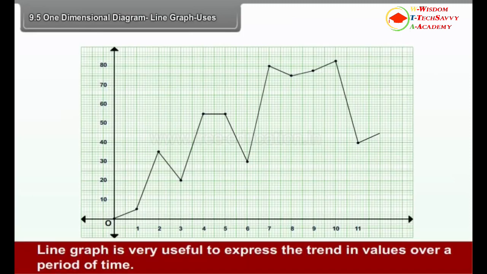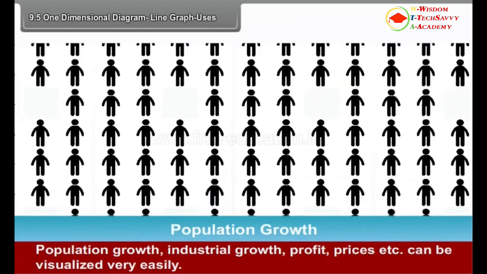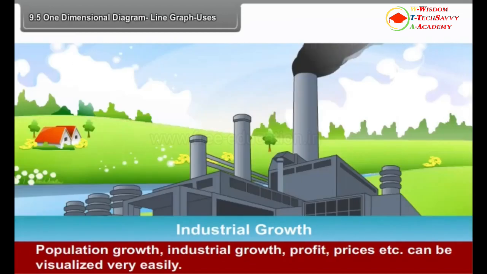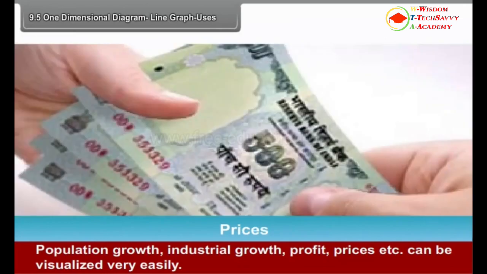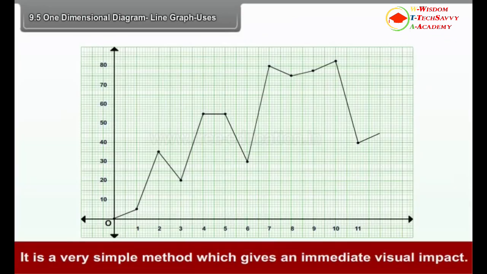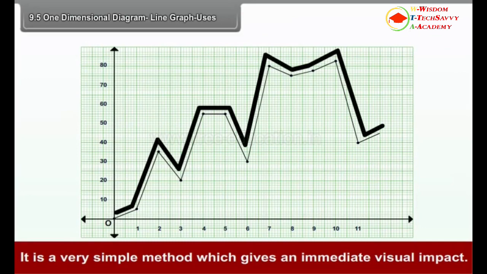Uses. Line graph is very useful to express the trend in values over a period of time. Population growth, industrial growth, profit, prices, etc. can be visualized very easily. It is a very simple method which gives an immediate visual impact.